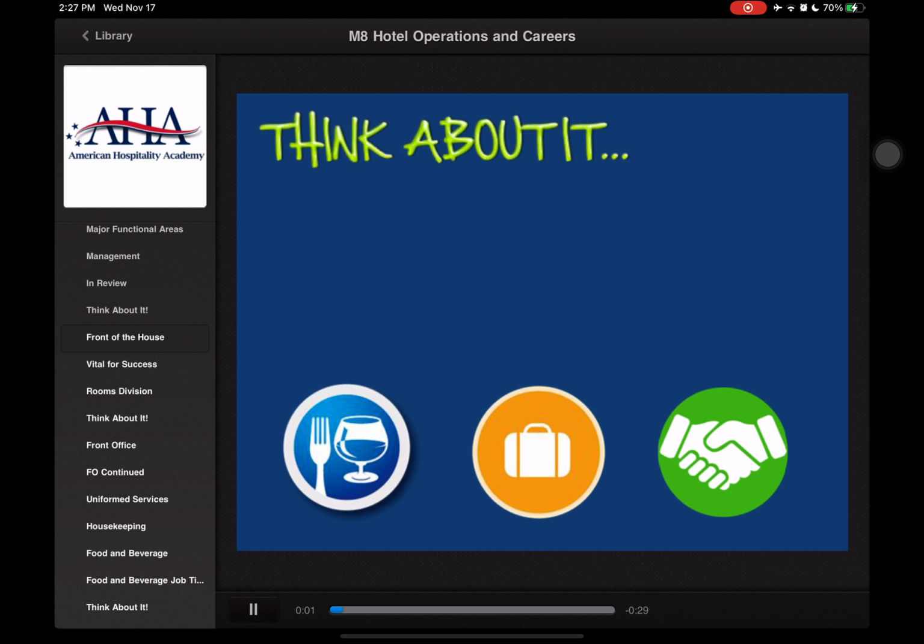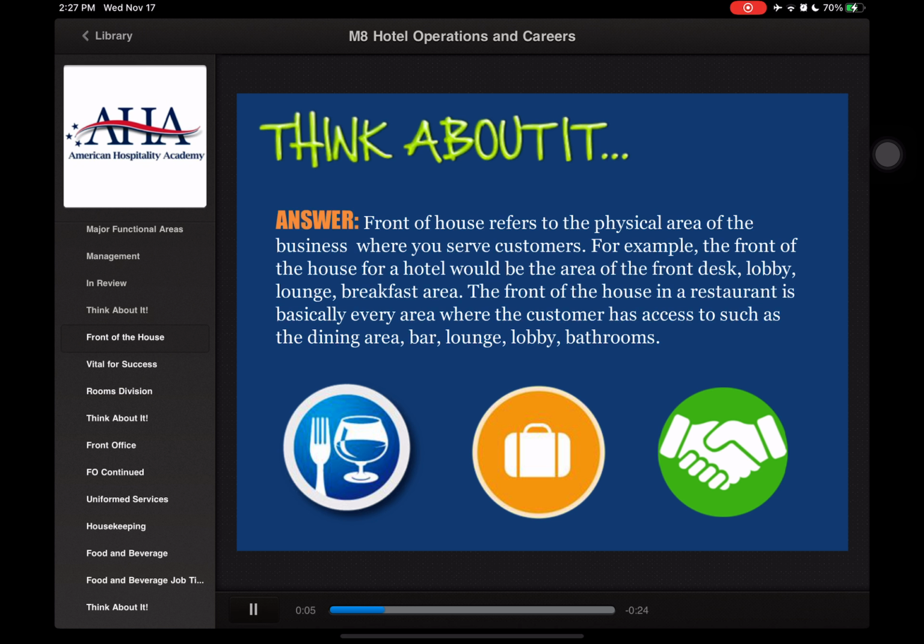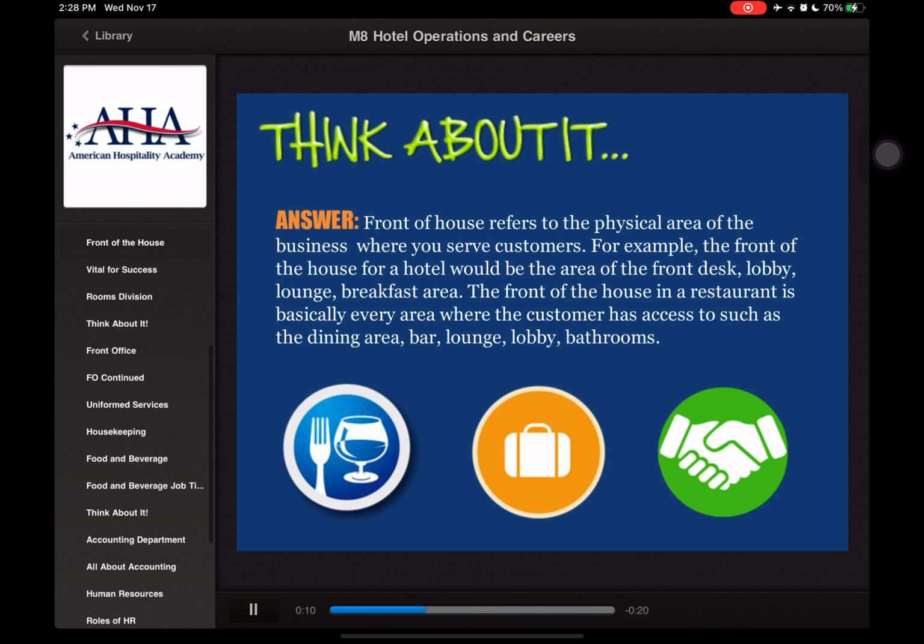See if what you typed was similar to the following. Front of the house refers to the physical area of the business, hotel, restaurant, etc., where you serve customers. For example, the front of the house for a hotel would be the area of the front desk, lobby, lounge, breakfast area. The front of the house in a restaurant is basically every area where the customer has access to, things such as the dining area, bar, lounge, lobby, bathrooms.